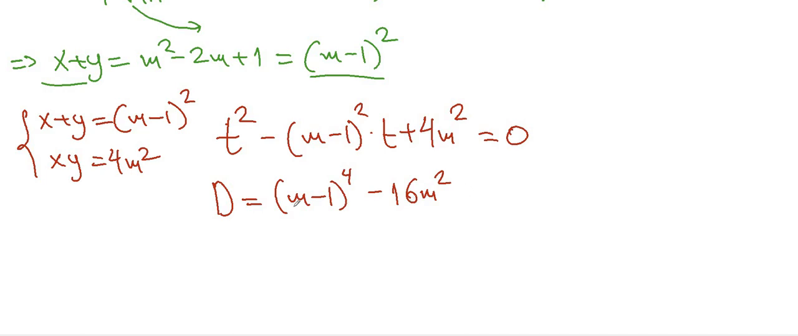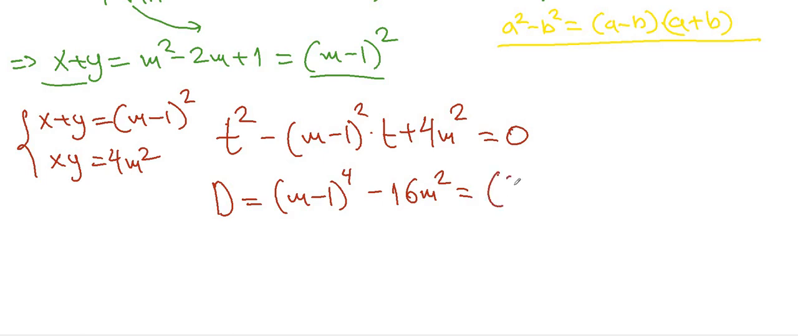And let me now factor this expression by using the following formula. We know that a squared minus b squared is always equal to a minus b times a plus b. Now using this, I can easily factor this.